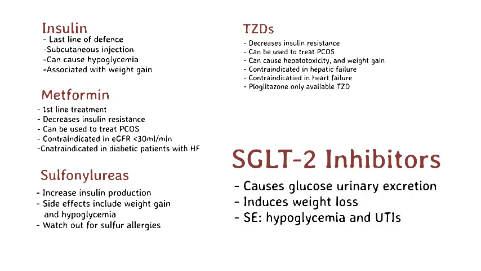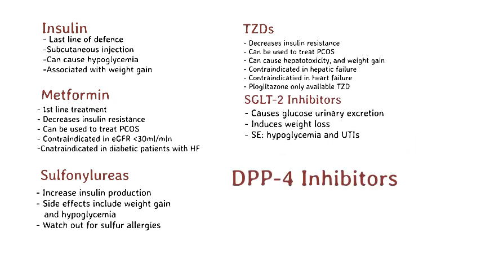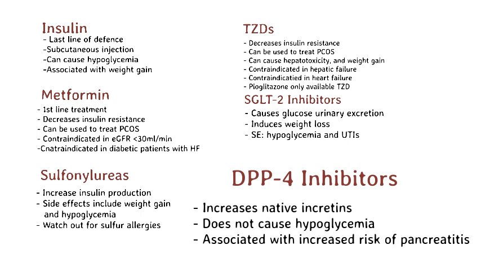SGLT2 inhibitors help to control blood glucose levels by preventing the kidneys from reabsorbing glucose. Weight loss is one of the benefits provided by SGLT2 inhibitors, but they can also precipitate hypoglycemia and are associated with an increased risk of urinary tract infections. DPP-4 inhibitors prevent native incretins from degradation. The accumulated incretins allow for increased insulin production in a glucose-dependent fashion. Therefore, DPP-4 inhibitors do not cause hypoglycemia. DPP-4 inhibitors are associated with an increased risk of pancreatitis.